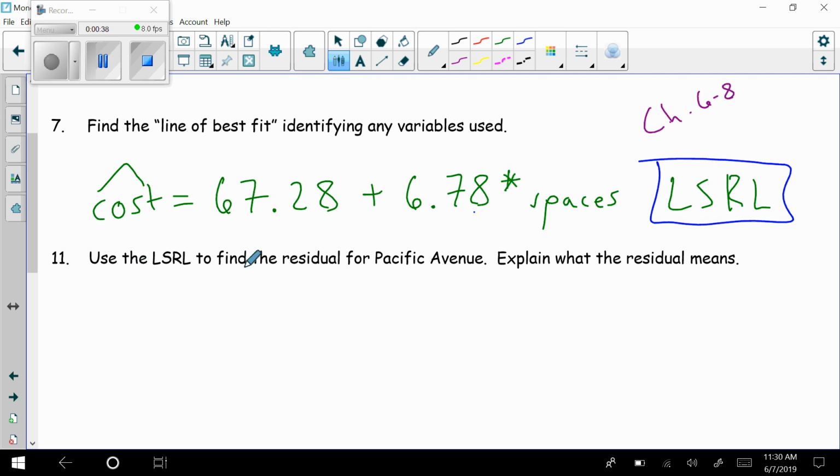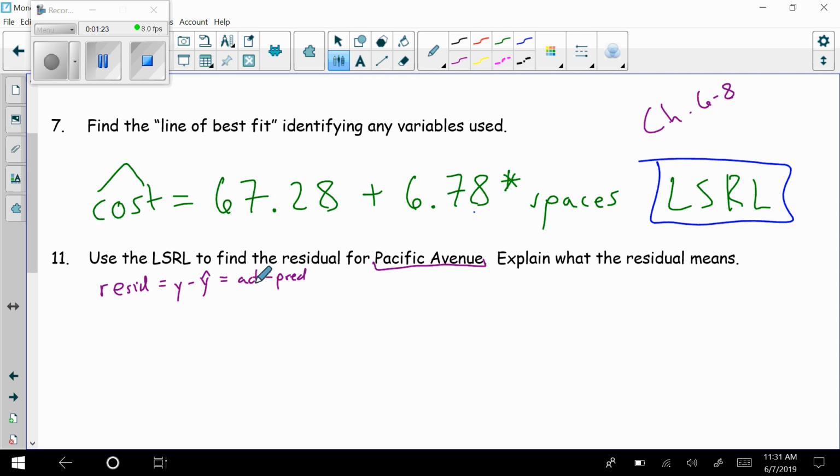It says use the least squared regression line to find the residual for Pacific Avenue. Explain what the residual means. I've left up my least squared regression line, which of course we're going to need if we're going to find a residual. In general, remember that a residual is always equal to, the typical way we write it, y minus y hat, which is the actual minus the predicted. So here we have to have a real value for Pacific Avenue, and then we also have to have a prediction for Pacific Avenue.